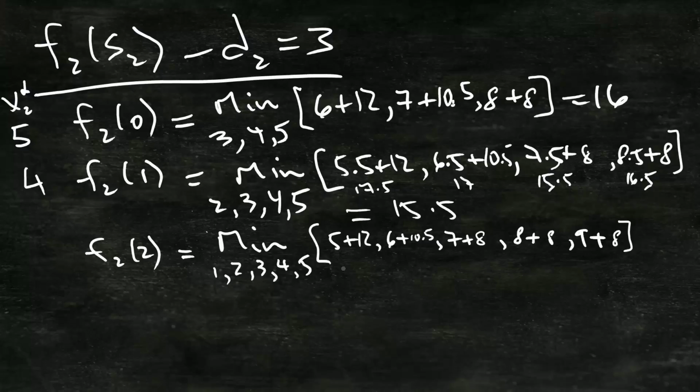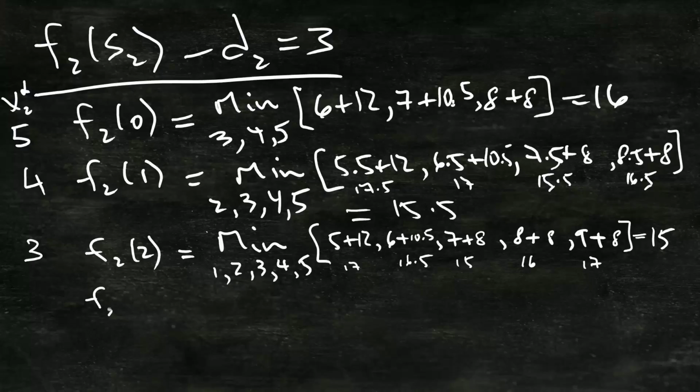So the lowest of these is 17. This is 16.5. This is 15, 16, 17. So we're going to produce 3. And the lowest value here is 15.